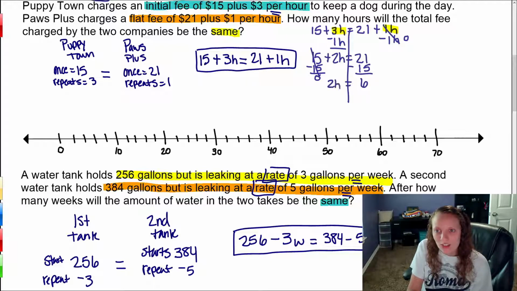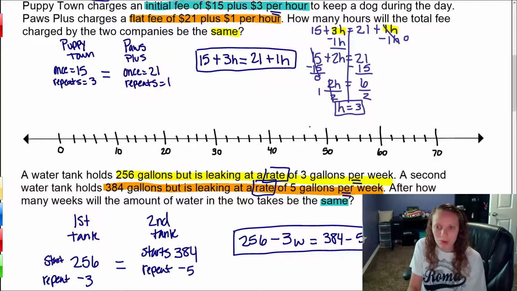2h equals 6. And then 2h, that means multiply, so the opposite of multiply is divide by 2 on both sides. 2 divided by 2 cancels out to 1. So h is equal to 6 divided by 2 is 3.